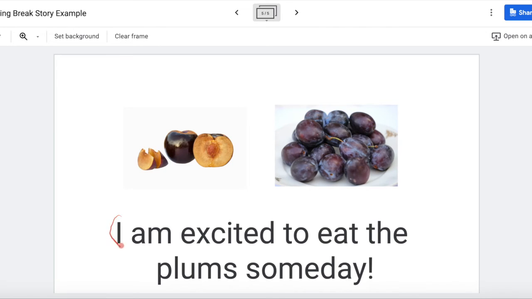So I'm still the subject because I'm the character. What am I doing or feeling? In this case, it's a feeling in this sentence. Am and excited are both verbs. Am is kind of the main one because it tells that I am feeling a certain way, but including both words makes it a strong what I'm doing. I am excited. And adding the "to eat the plums someday" helps it be a complete idea.